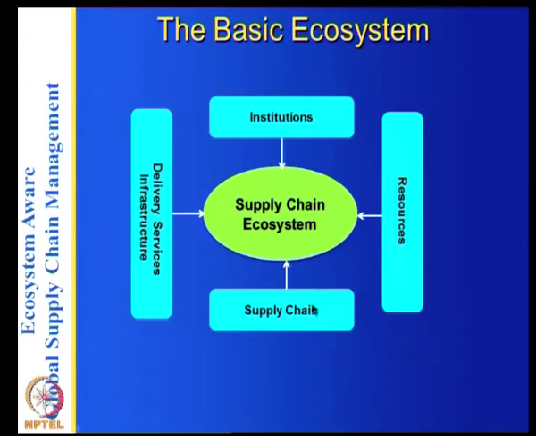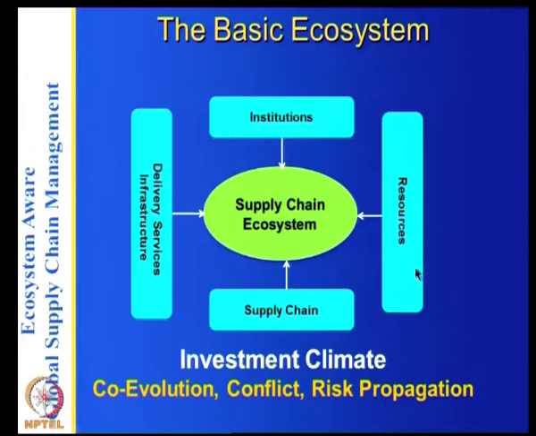Now, this is a figure that we always consider in terms of the supply chain ecosystem. You have the supply chain resources, institutions, and delivery mechanisms. In the previous slide, we have seen that these are the same things. These three are called the investment climate, and these are important for the co-evolution of the innovations, and also for conflict resolution, and also for risk propagation. Since they also propagate the risk, you have to be careful to mitigate the risk, because the propagators of the risk are the ones that have to be addressed for mitigating the risk.